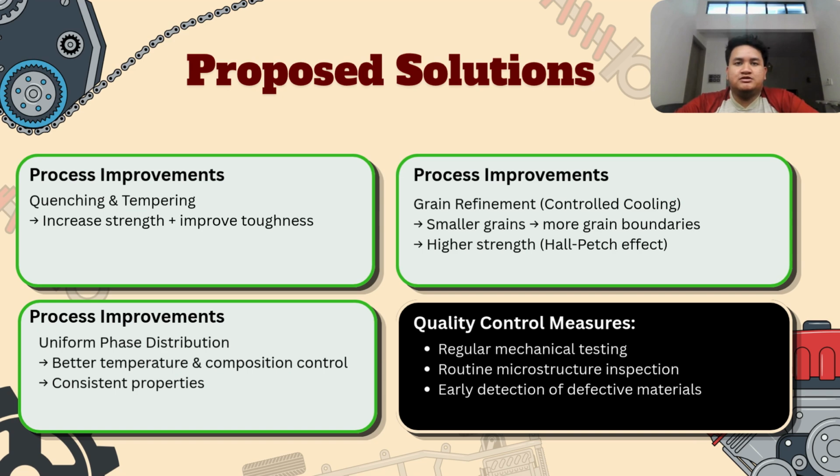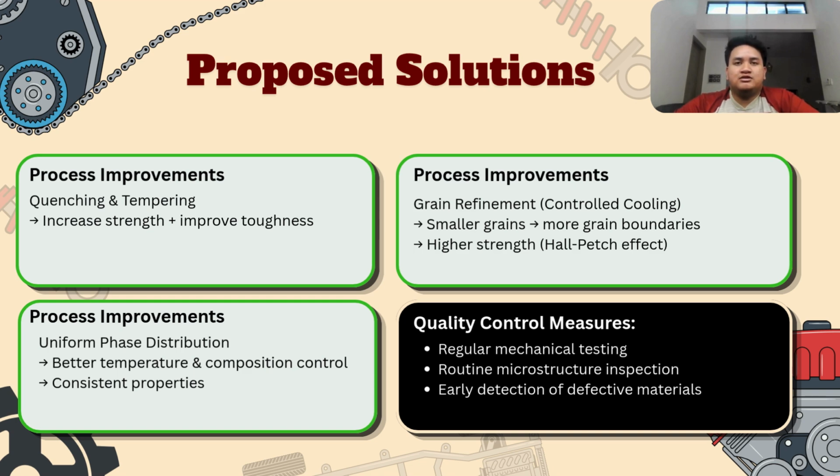To fix these issues, we need to overhaul how the plates are made. First, we recommend a quenching and tempering process. This specific heat treatment will directly increase the steel's strength and toughness. Second, we need to use controlled cooling to achieve grain refinement. By shrinking the size of the grains, we create more boundaries that make the metal much harder to deform.